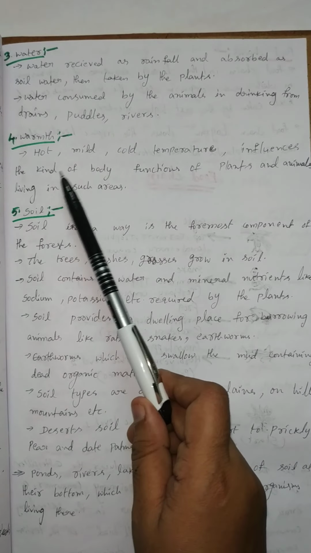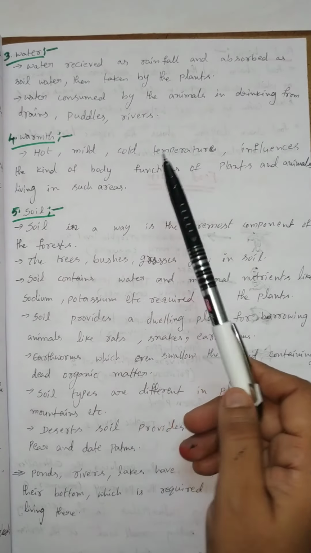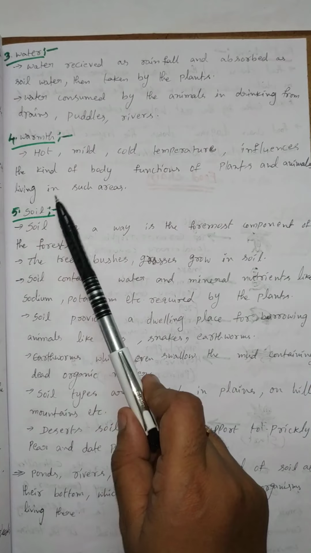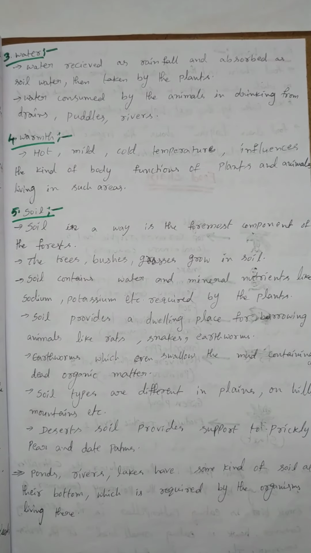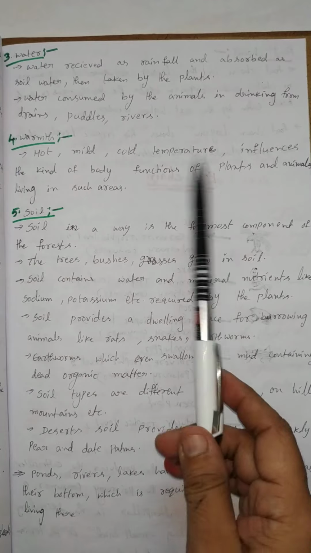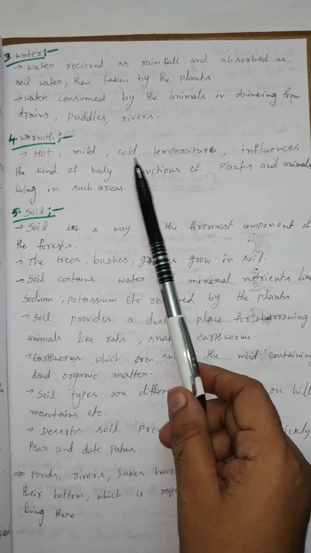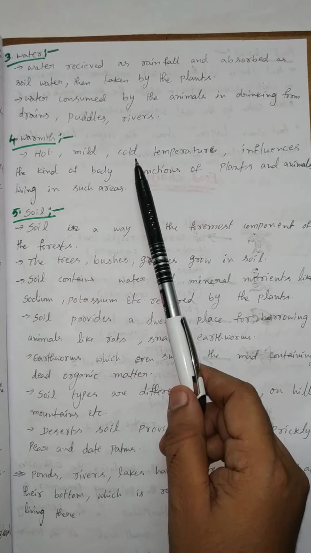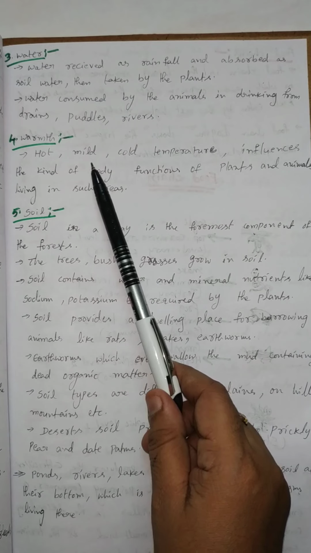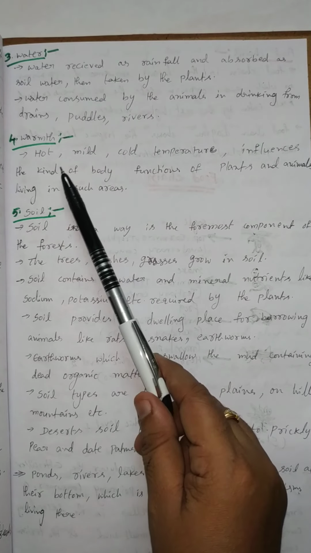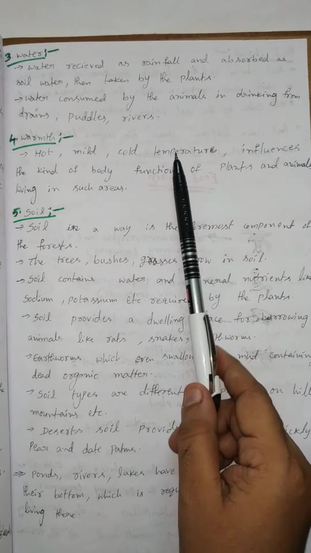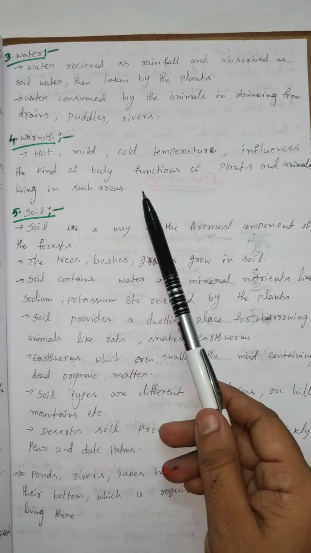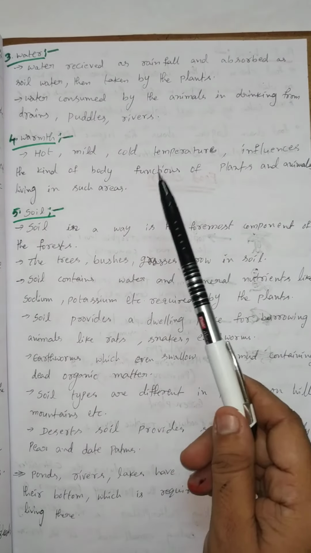Warmth. Hot, mild, cold temperature influences the kind of body functions of plants and animals living in such areas. Such areas means different types of weather conditions. It means deserts have hot conditions, and mountains have cold conditions, and there are moderate weather conditions also. So there are different types of weather conditions and temperatures. So the plants and animals are also living in such types of weather conditions.